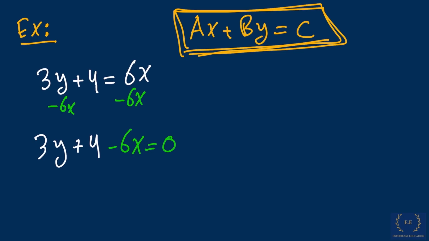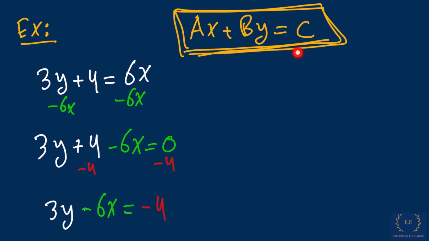Now I need to shift the 4 to the other side. So I'm going to say minus 4 minus 4. I'll end up having 3y minus 6x equals minus 4.